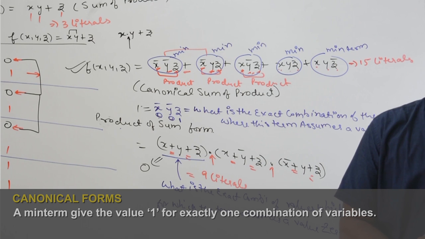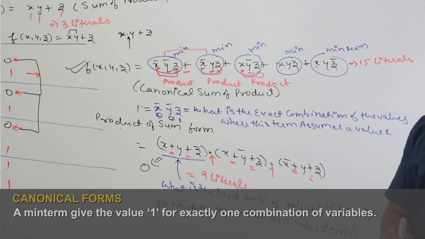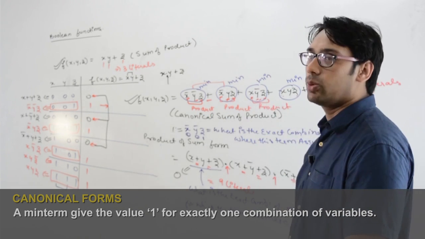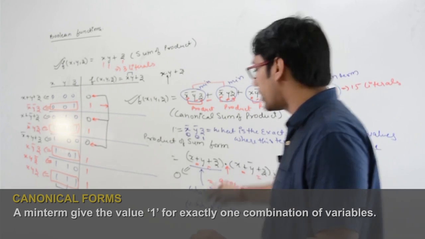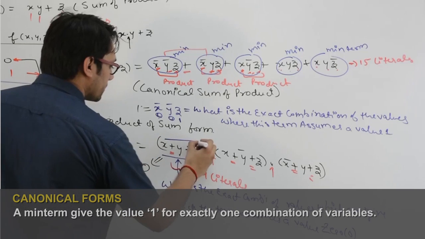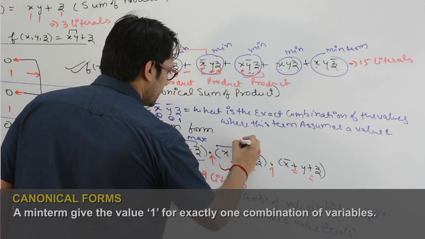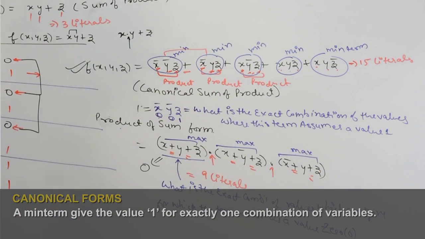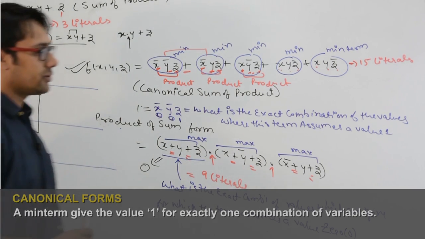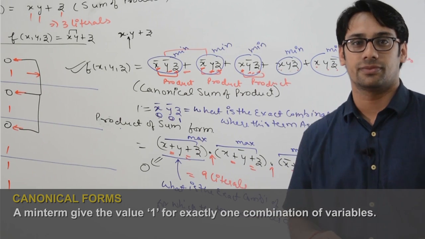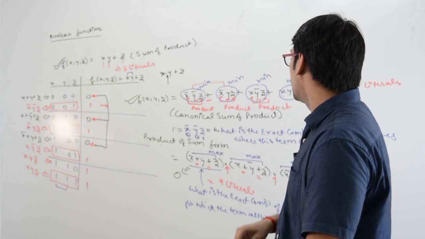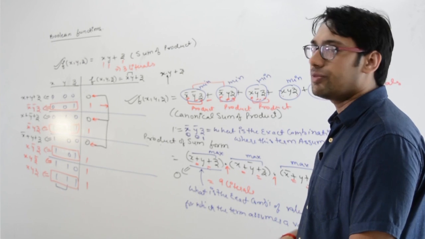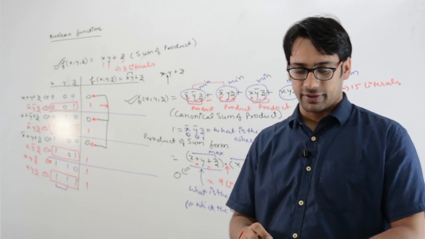So you can say a minterm gives the value 1 for exactly one combination of variables. You can see this minterm is assuming a value 1 for exactly one combination of variables. And here this is called a max term. These terms are assuming the value 0 for exactly one combination of variables. So we have a minterm and we have a max term. The minterm will assume a value 1 for exactly one combination of variables, and the max term will assume a value 0 for exactly one combination of the variables.